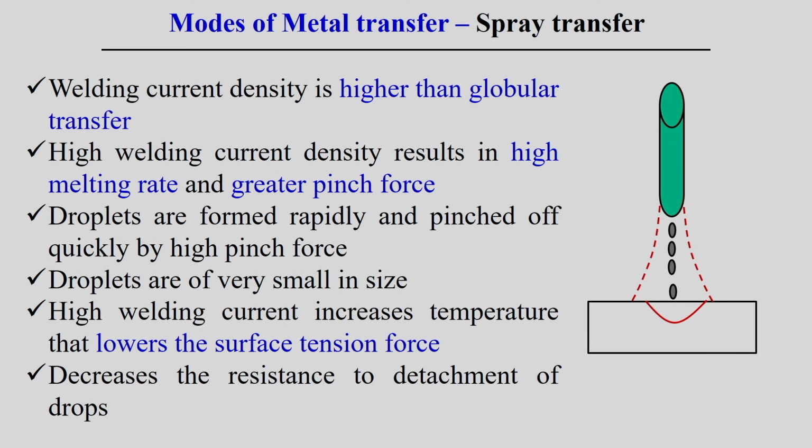So, there is easy creation of the droplet to transport, but all this happens very quickly, such that it may not get sufficient time to grow into a bigger droplet. Therefore, this decreases the resistance to detachment. This means high current density, very high temperature, lower surface tension force, and very rapid pinch force, basically an increment of the pinch force, creating the situation that small droplets can be created very frequently as compared to one single bigger drop. So, these are the typical conditions of the spray kind of metal transfer that we normally observe in the gas metal arc welding process.